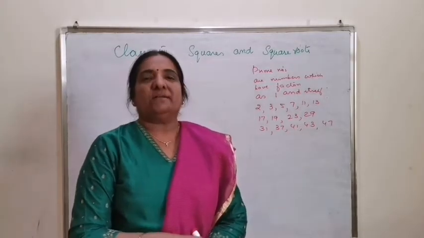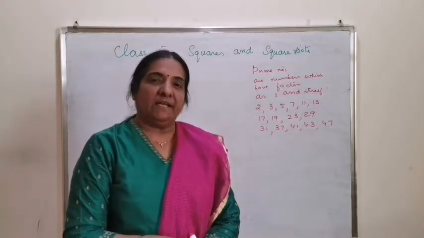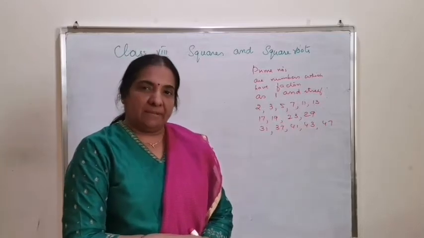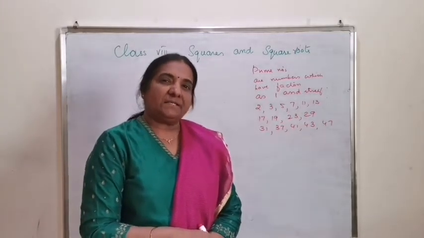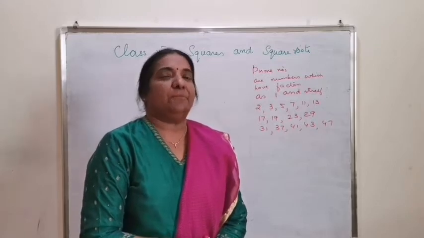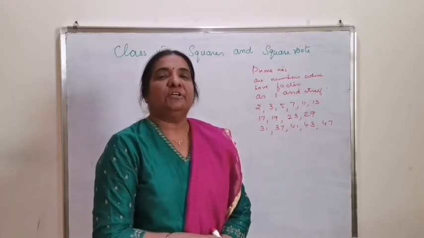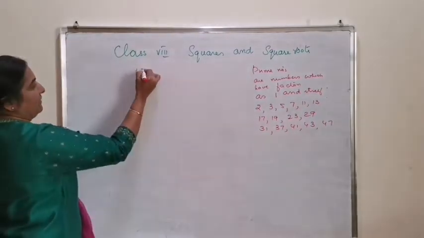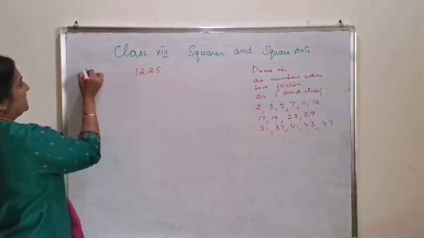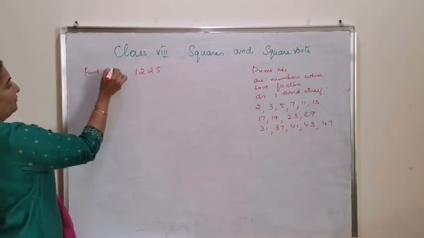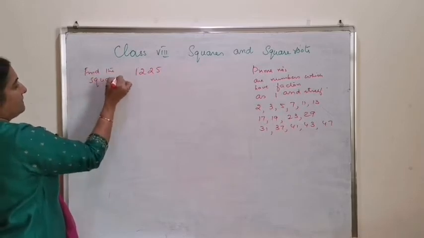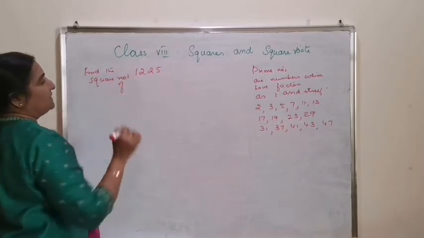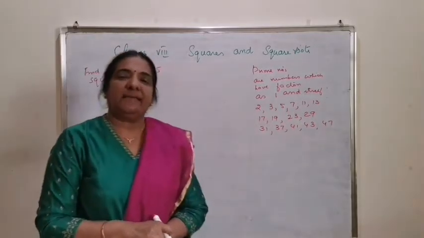Now, what is the method of finding square root by prime factorization? Let's do it with a bigger number. Find the square root of 1225.